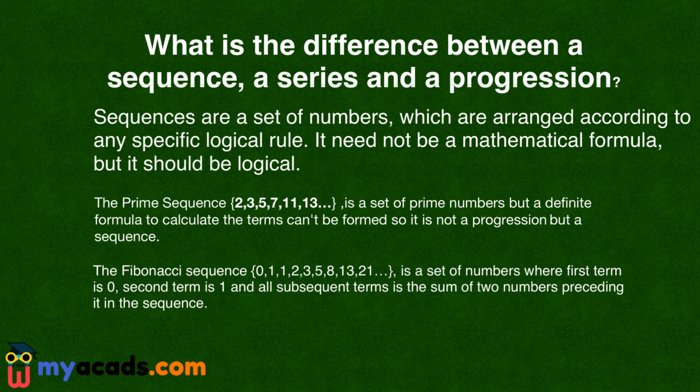The next example is the Fibonacci sequence. In the Fibonacci sequence, my first term is 0 and my second term is 1. After that, all my next terms are the addition of the last two terms. For example, this 2 is the addition of 1 plus 1. This 3 is the addition of 2 plus 1. This 21 is the addition of 8 plus 13. So this is a sequence because I cannot form a formula for my nth term.